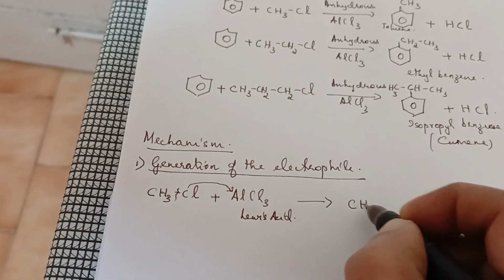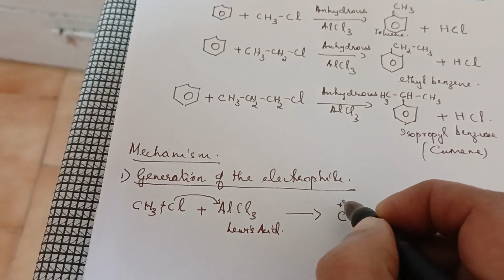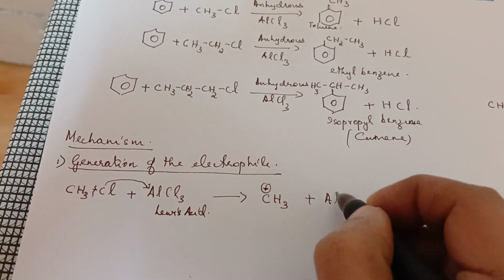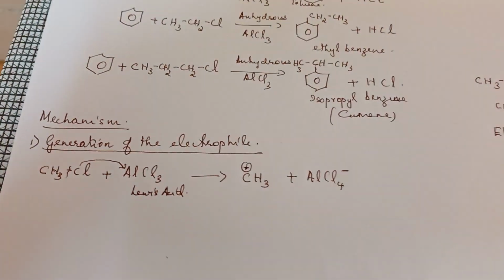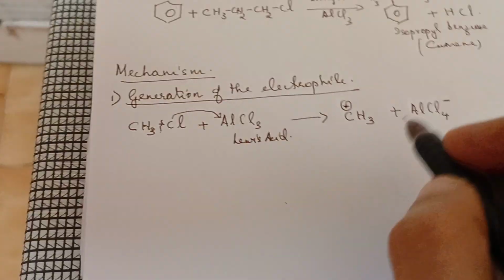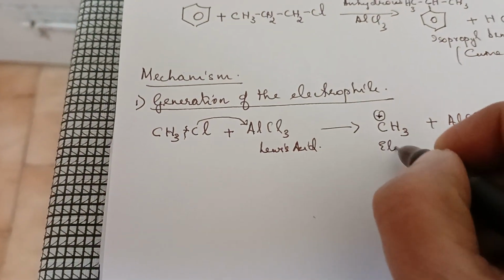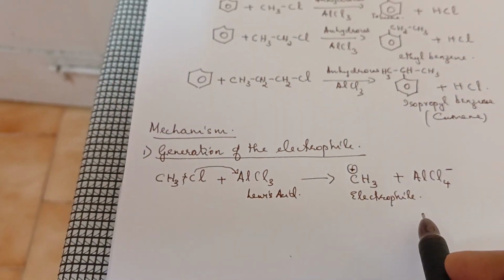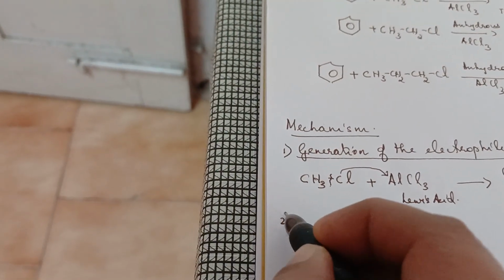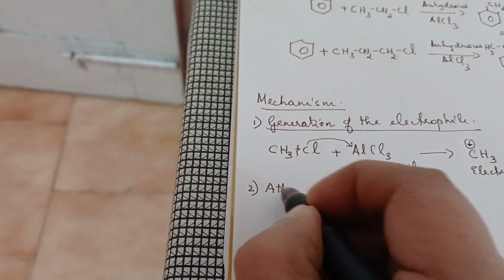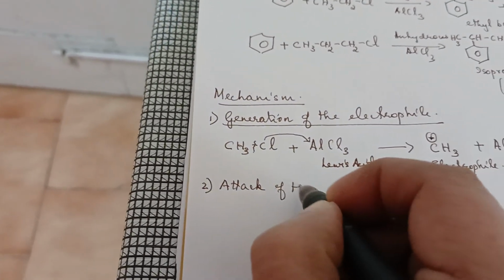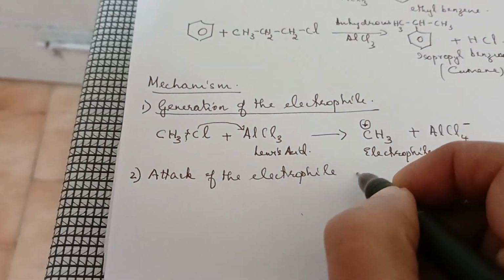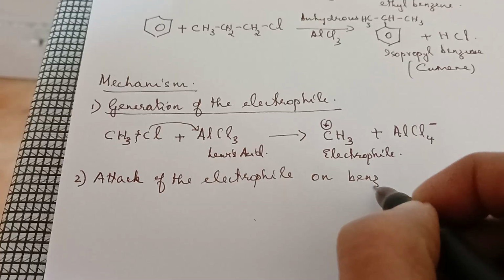So you will end up with a carbocation, methyl group CH3 plus, and AlCl4 minus. So this is your electrophile. So you have generated the electrophile. In the second step, it is the attack of the electrophile on the benzene ring.